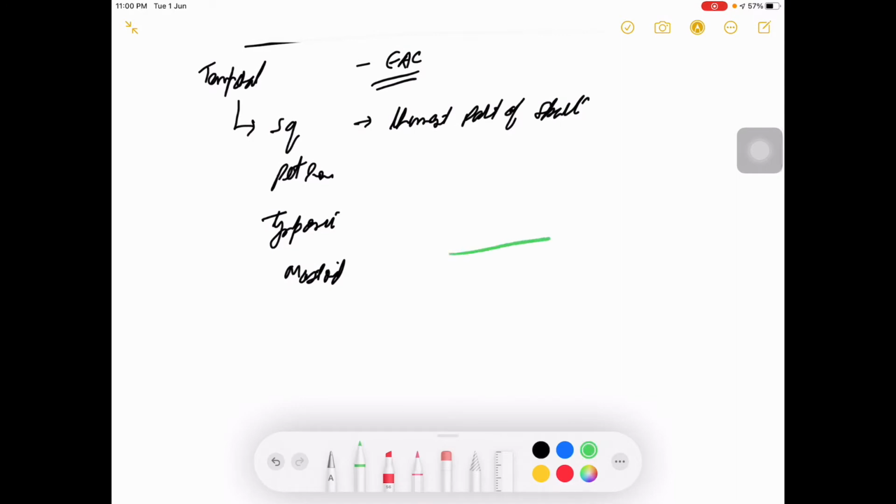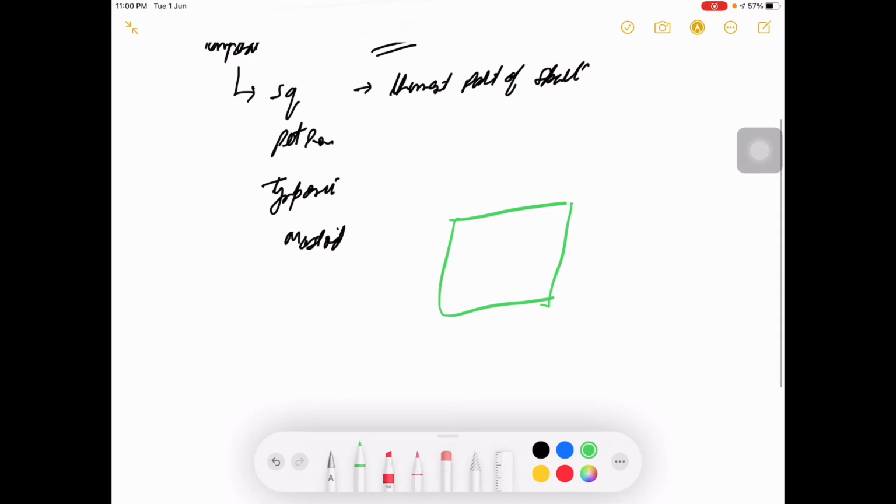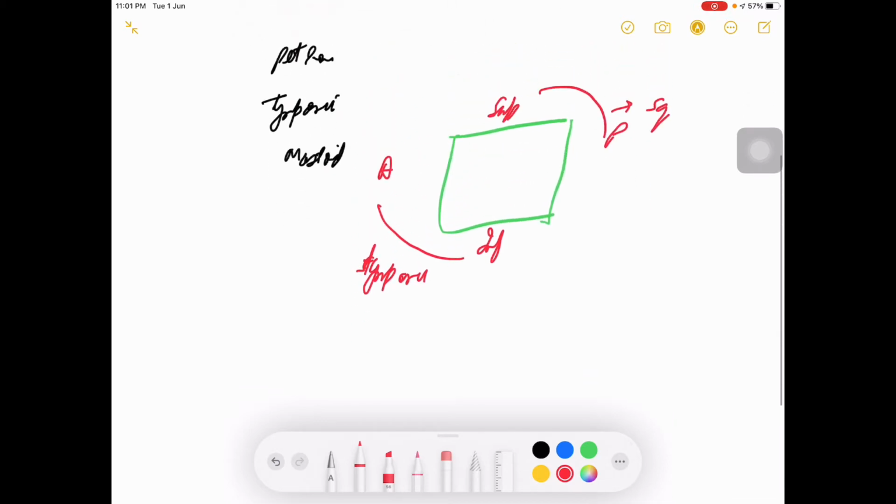Then you need to know about the external auditory meatus, basically not its boundaries, but how it is formed. So this is superior, inferior, anterior, and posterior. Anterior-inferiorly it is formed by the tympanic part. Posterior-superiorly it is formed by the squamous part. So this is the mastoid.